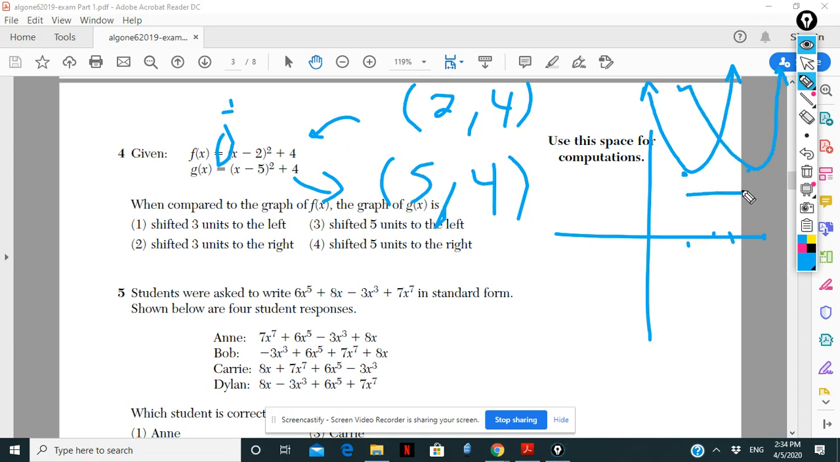So what we observe, it's translated to the right. Now, compared to the graph of f(x) to g(x), the graph of g(x) is moved to the right, as we see in the graph. So I'm going to say shifted 3 units, because look here, 3 units to the right, because I moved to the right, not to the left. So the answer is 2.